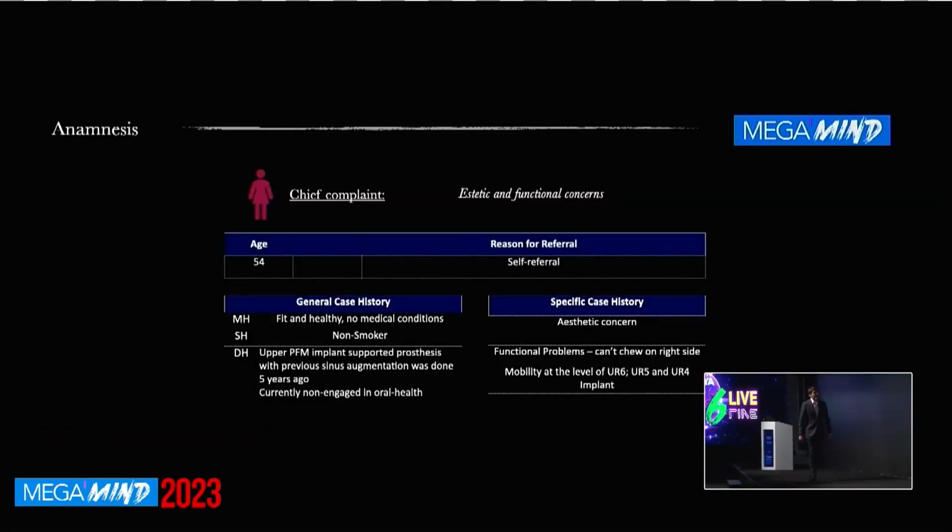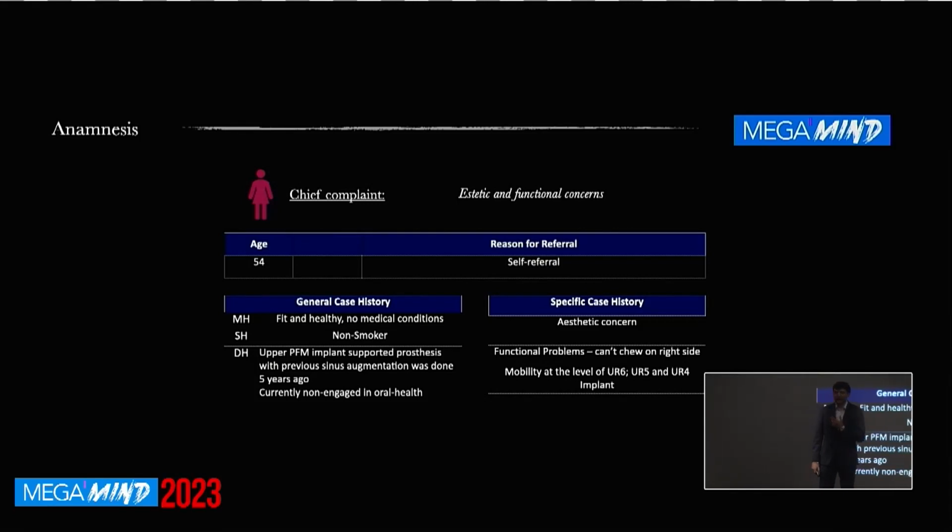So we have a female patient with aesthetic and functional concerns. She's fit and healthy, no medical condition. She's a non-smoker. She's currently non-engaged in her oral health, and has an upper PFM implant-supported prosthesis, with previous sinus augmentation done 5 years ago. She has functional problems because she can't chew on her right side, and she has mobility at the level of upper right 6, 5, and 4 implants.